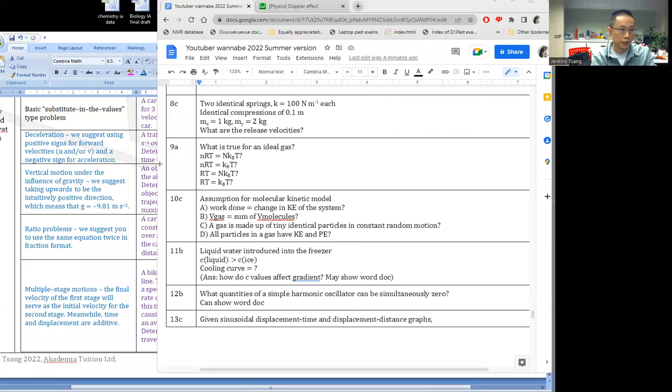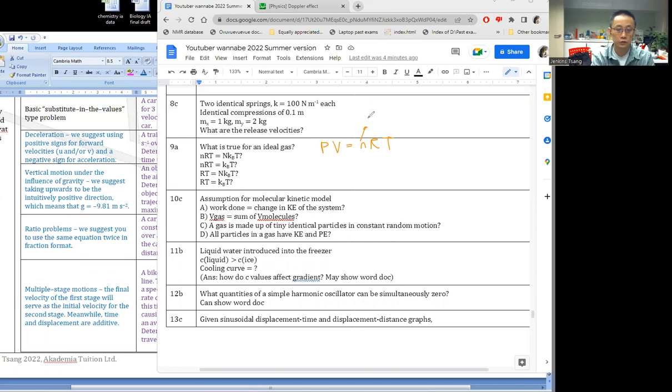Moving on to question 9, and we are now into ideal gas. What is true for an ideal gas? They give you 4 equations, only one of which is true. It turns out the correct answer is A, and the way to figure this out is to recognize that, typically, you recognize PV equals nRT.